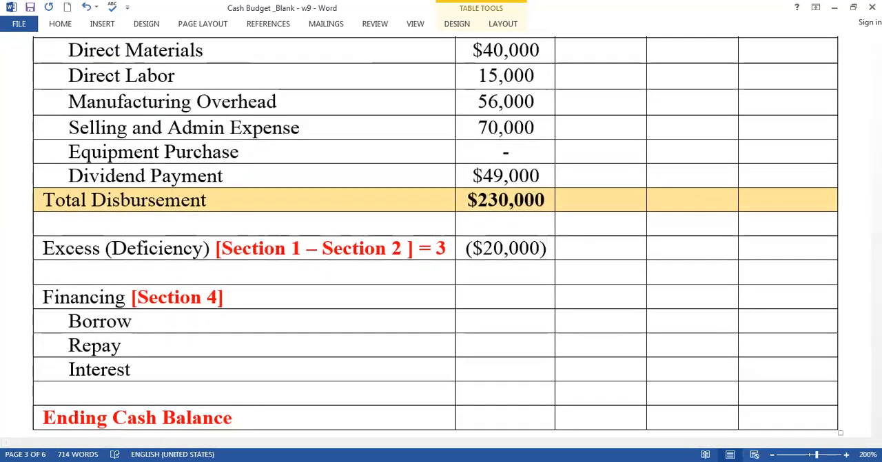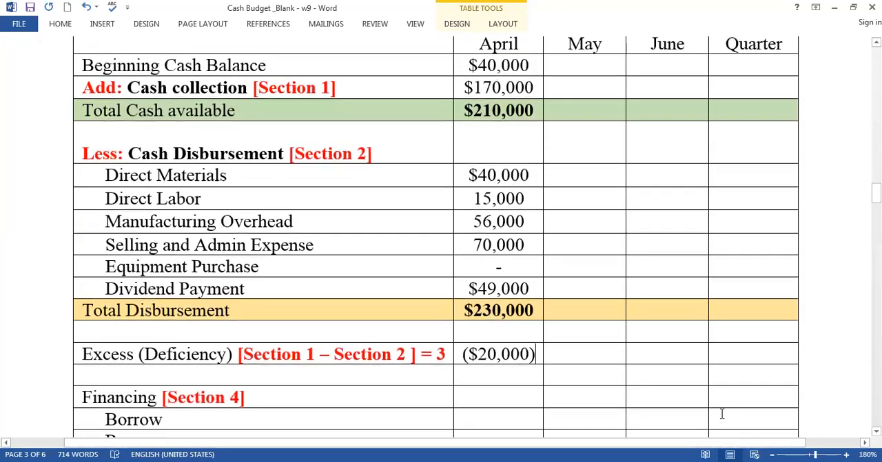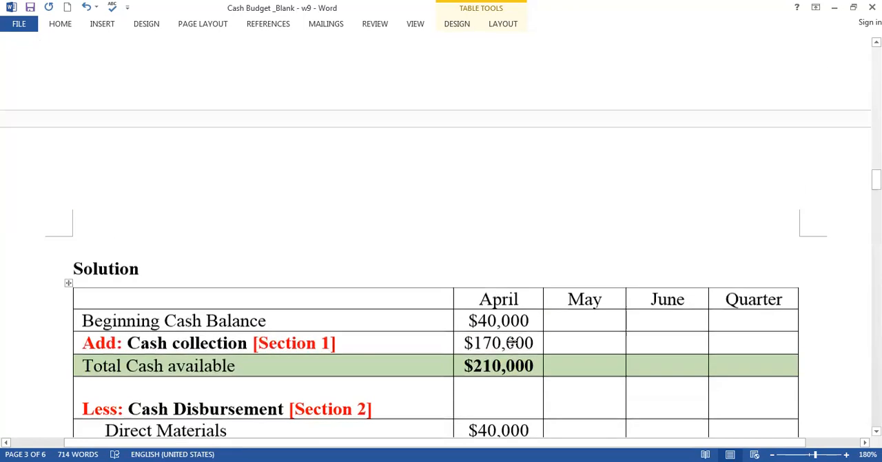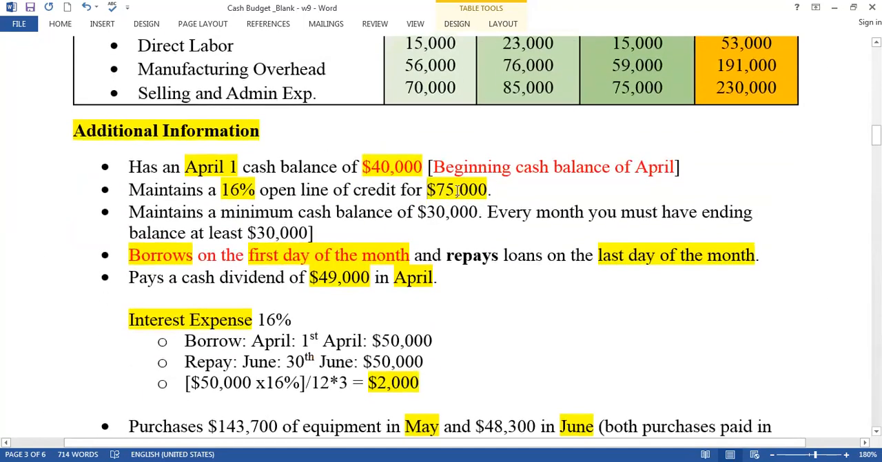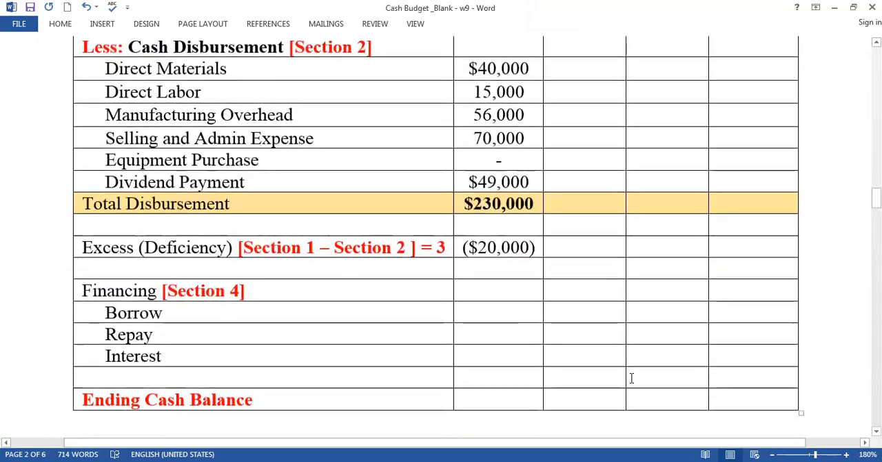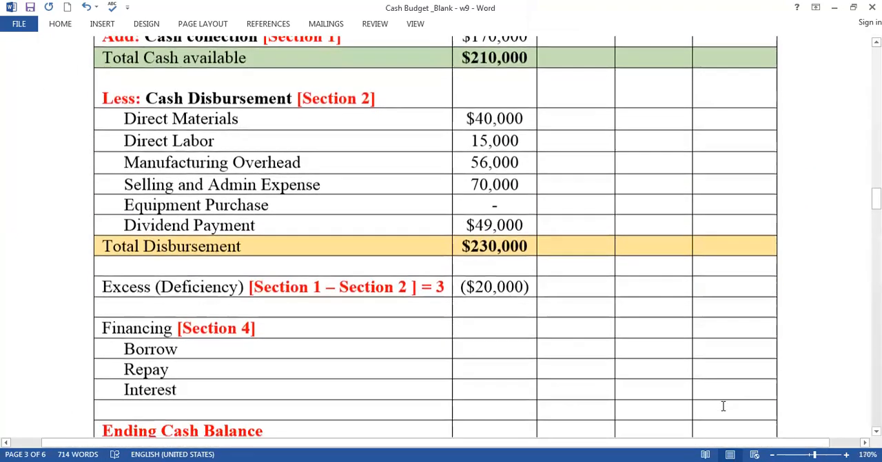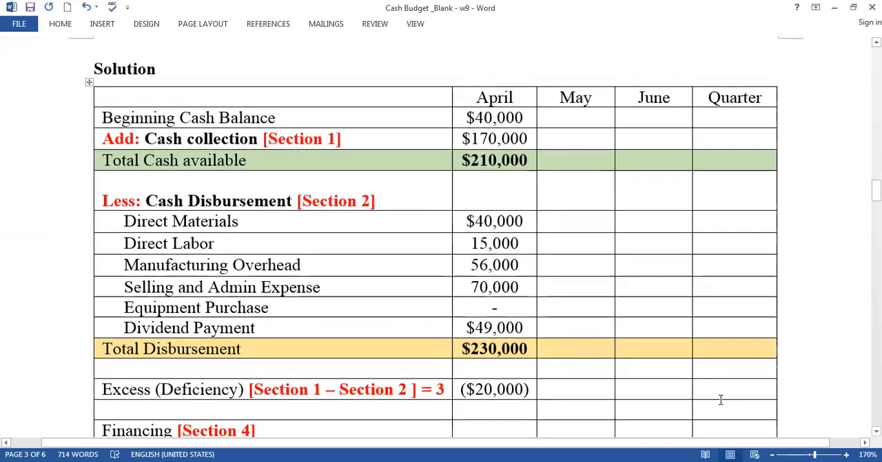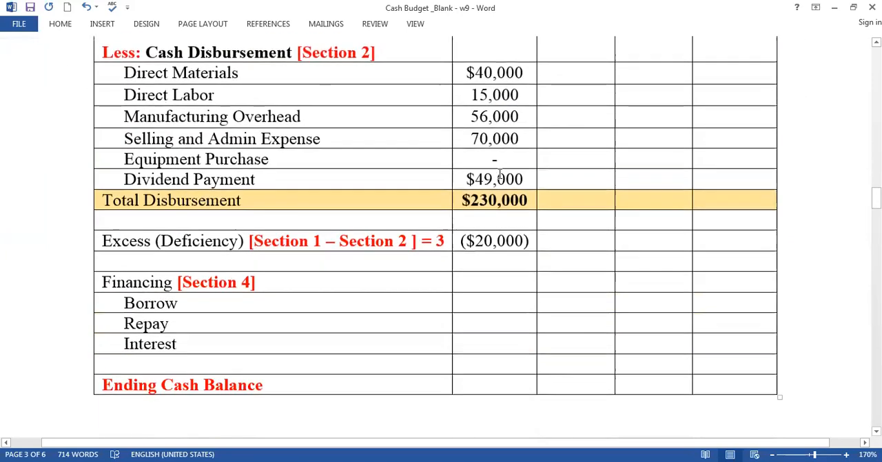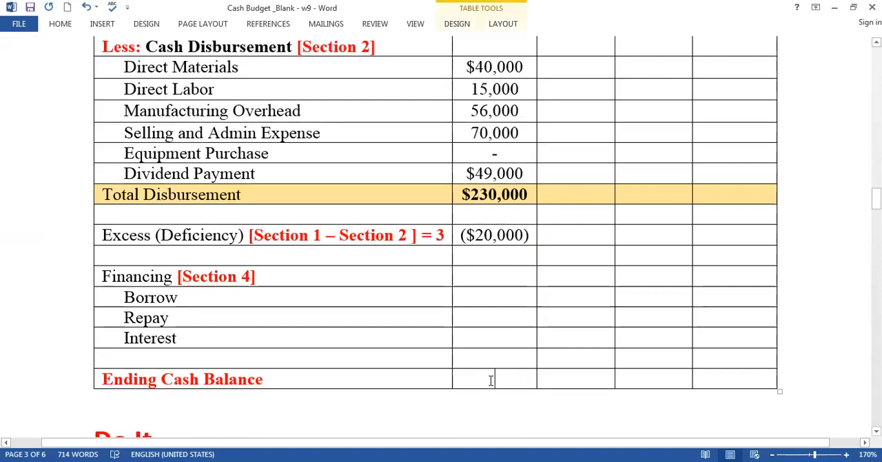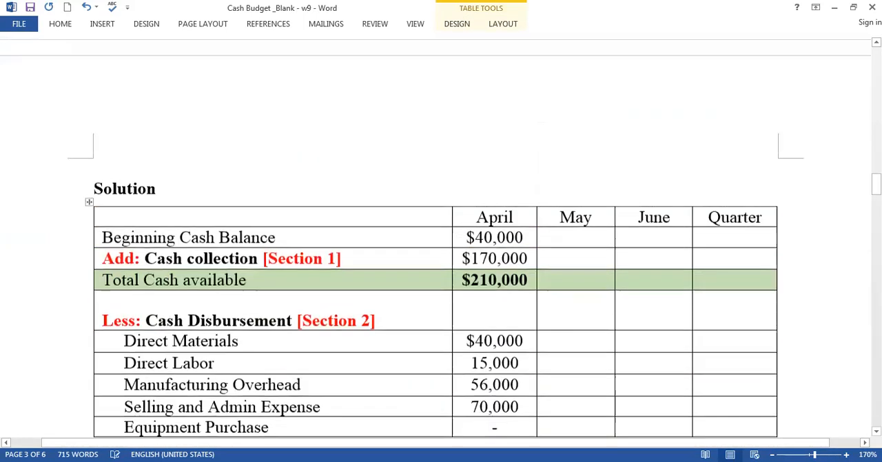That means you don't have this $20,000 money to pay, right? Now I told you that if you do not have enough money, you can borrow this money. And the question said that you already have a contract with the bank, right? And the bank said that this is the money you can collect now. But the question is, how much money do you have to borrow in the month of April? Because the question said that at the end of every month, you should have at least $30,000 in your hand. Can you remember this question?